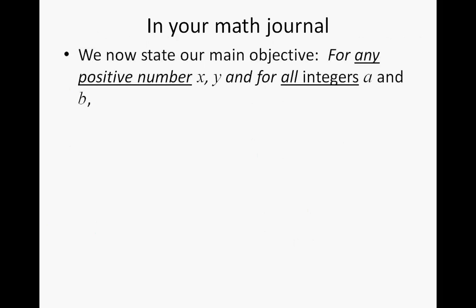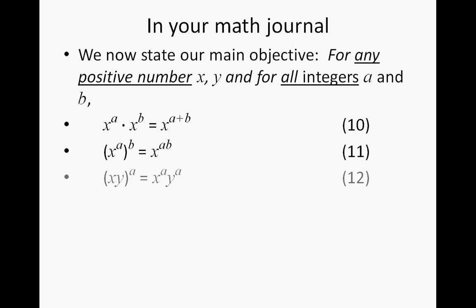Okay, going back to your math journal, we now state our main objective. For any positive number x or y, and for all integers a and b, we're doing our last 3 equations. So again, these will all sound the same, but the key component is the fact that we're talking about all integers. So that means positive and negative, that these are going to be true.